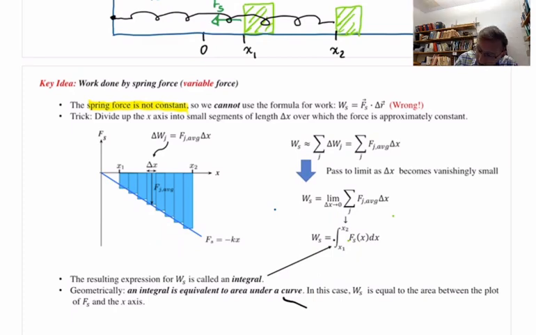So we cannot use this formula over here to calculate the work done by the spring force: F sub s, spring force, dot delta r, displacement. Can't do it. Wrong. Well, we can do it, but the answer will be wrong. Right? Because that formula, understand why? That formula for the work that I'm saying to you is wrong.